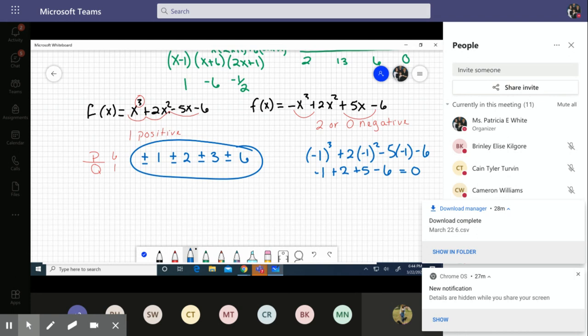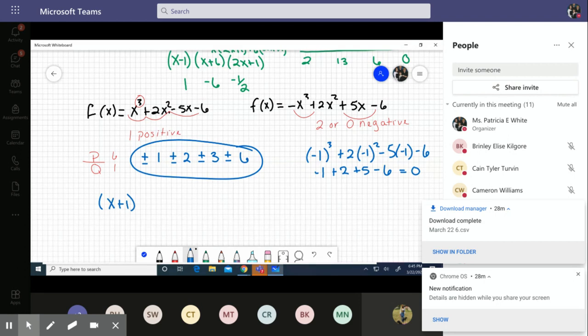All right. So I know negative 1 is part of it. I know that part of my answer is going to be x plus 1 so far, okay? What is it, multiple?